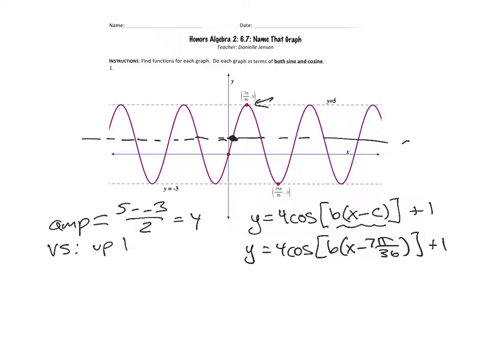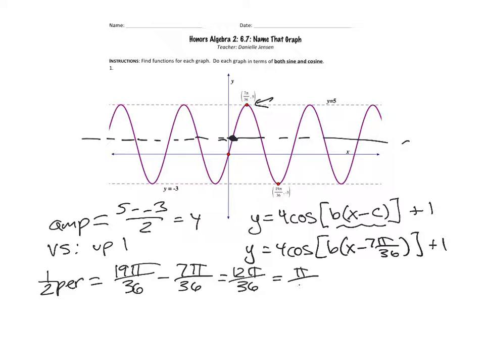It turns out we can also find the b value decently easily. From the high point to the low point, the two points I've been given, that's half a period. So half a period is the horizontal distance between these two points: 19 pi over 36 minus 7 pi over 36, which is 12 pi over 36, or pi over 3. If that's half a period, then a period is 2 times that, so 2 pi over 3.